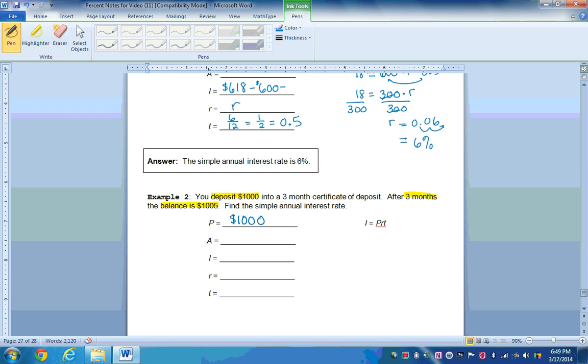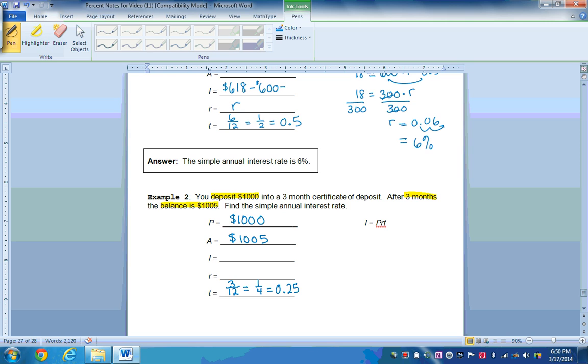After 3 months, so there's our time is 3 months, and remember we have to write it in years, so it's 3 out of 12. That's the same as 1/4, or in decimal form, 0.25. After 3 months, the balance is $1,005. So we'll put the balance at the account balance here, $1,005.